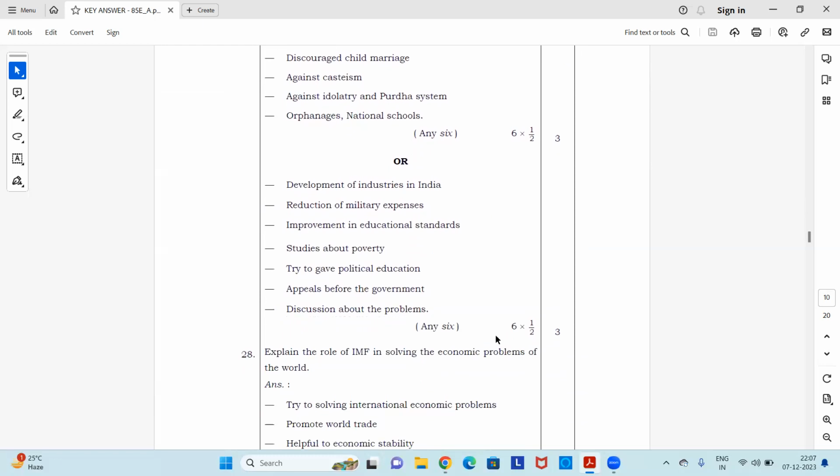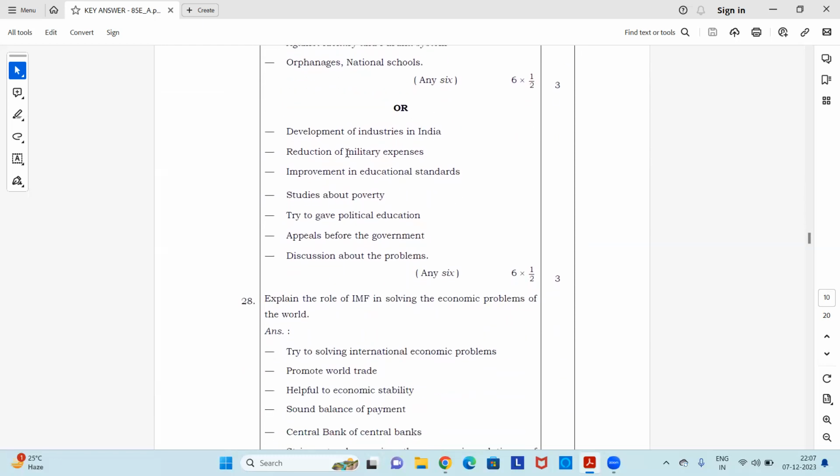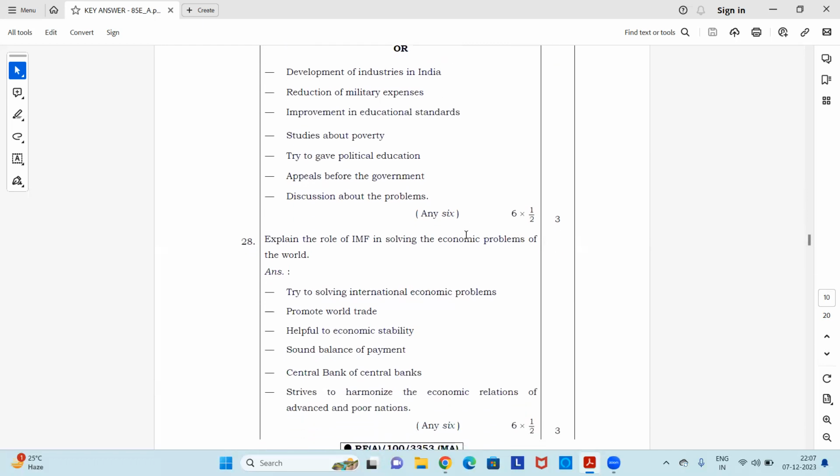Or the second answer is development of industries in India, reduction of military expenses, improvement in educational standards, studies about poverty, trying to give political education, appeals before the government, or discussion about the problems. Again, any 6 points would give you 3 marks.